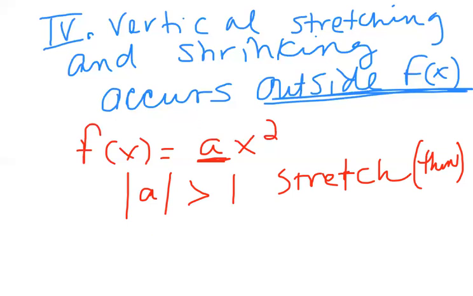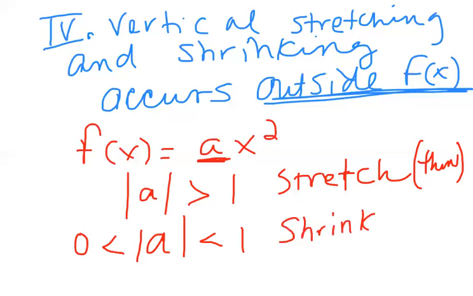However, guys, if your a value is between 1 and 0, the graph is going to shrink vertically. What does it mean to shrink vertically? Think of a hamburger patty. You are squishing that hamburger patty so you can make it as flat as possible, although some of you don't like them to be that flat, okay? So when you shrink a function, guys, it is getting closer and closer to the x-axis, so it becomes a very wide graph, all right?